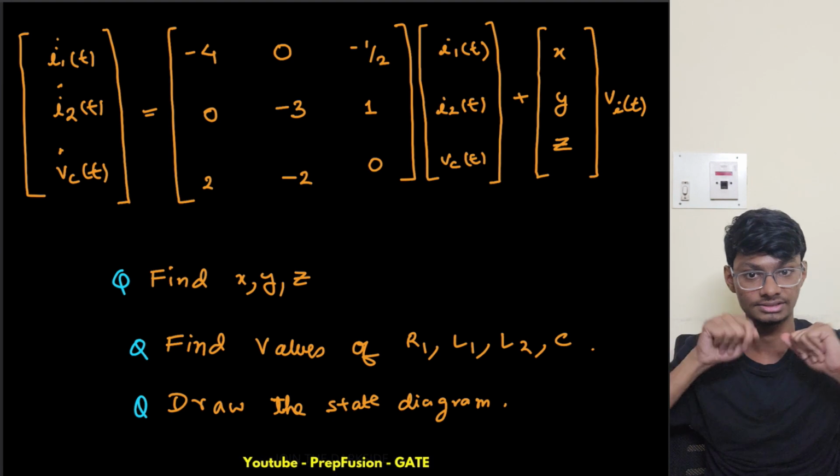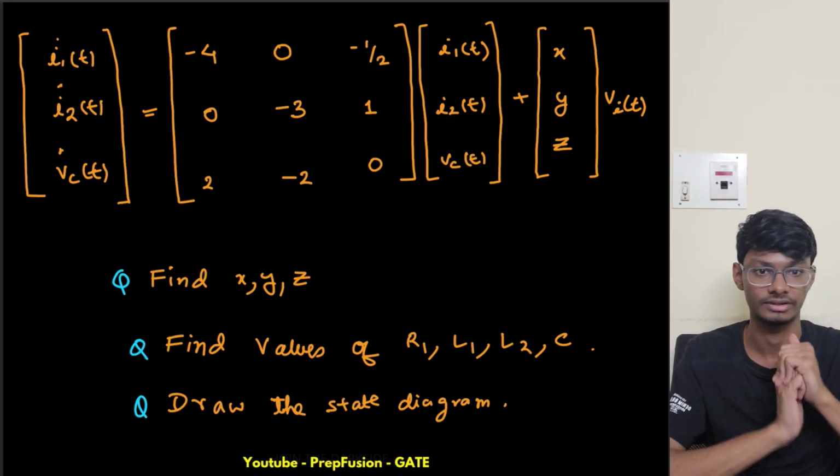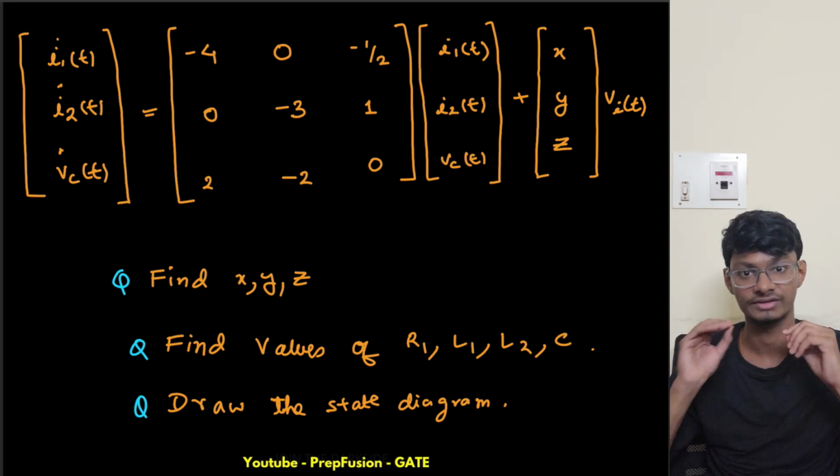However big my circuit is, I can still easily find my state space matrix, and then I can easily simplify and get the expressions for whatever voltages and currents I want to get, right? So that's why this is a very useful method.